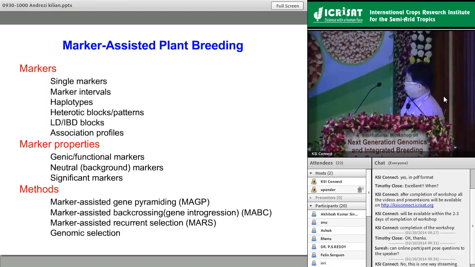So we have different marker properties for marker selection. For example, we have unique functional markers, neutral background markers, and also some markers significant, some not significant. So I list here the 4 categories of marker selection methodologies. I call them marker-assisted gene pyramiding, backcrossing, recurrent selection, and also we heard a lot about genomic selection.